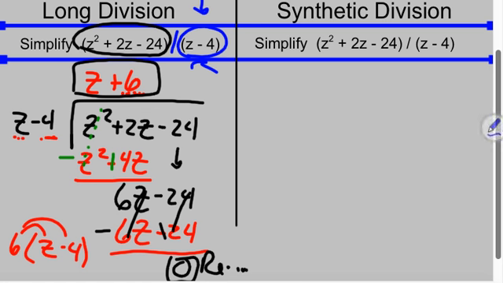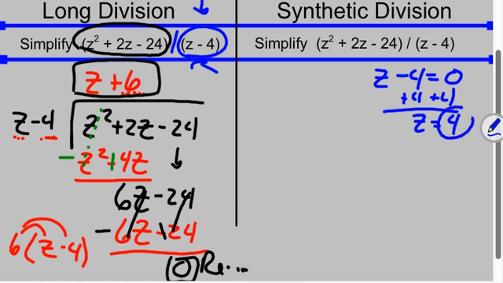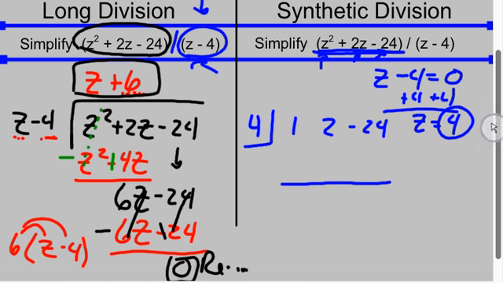Okay? So first of all, you take what we're dividing by, the z minus 4, and set it equal to 0, and then solve. Well, I would add 4 to both sides, and I get z equals 4. Now what do we do with this 4? That little 4 we're going to put in a box like this. And then we're going to look at the z squared plus 2z minus 24, and we're going to take all the coefficients, the numbers in front. Well, the number in front of z squared is 1, in front of 2z is 2, and negative 24 is just negative 24. Skip a space and draw a line.